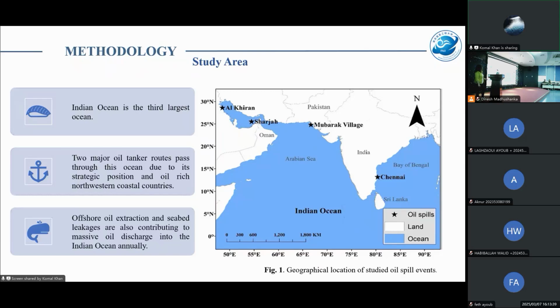Why Indian Ocean? Secondly, its northwestern coastal areas are rich in oil. So 2 major oil routes are passing by this ocean that are making it more vulnerable to oil spills. And of course, oil extraction activities are also taking place in those areas. So this area is always at high risk of oil spills.